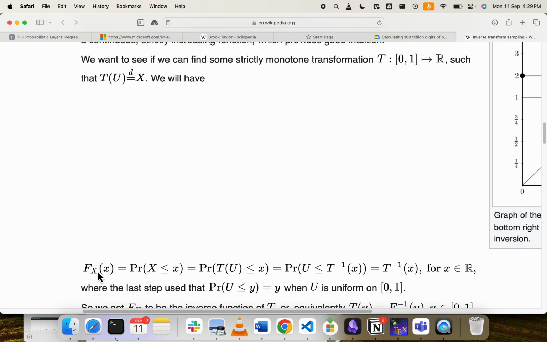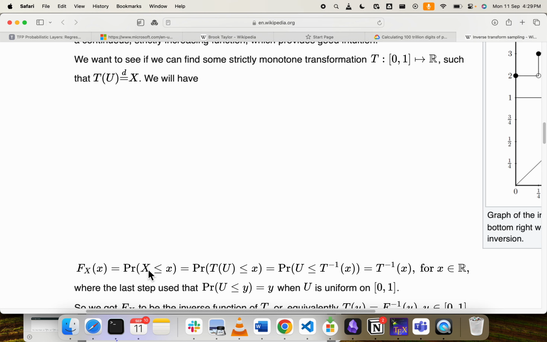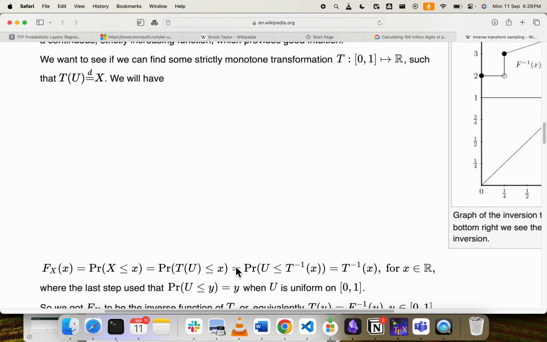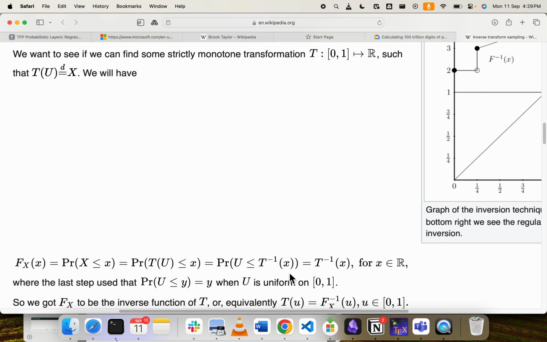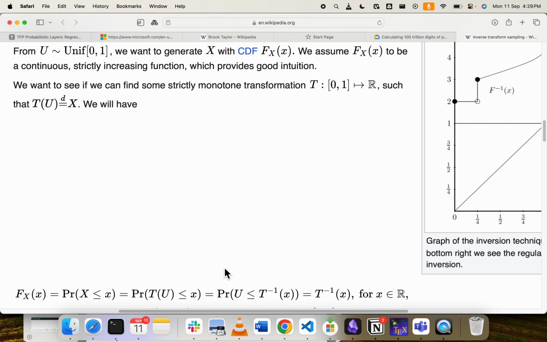We know the definition of the CDF, which is probability of X less than or equal to x. We can substitute X to be T of U, and we can apply the inverse on both sides. So T of U less than or equal to x is the same as probability of U less than or equal to T inverse of x, and it's a monotonically increasing function. So we're able to do these things. Probability of U less than or equal to T inverse of x is equal to T inverse of x. How can we write this?